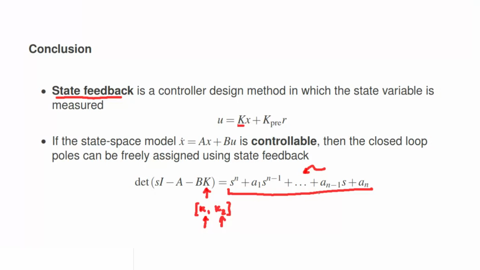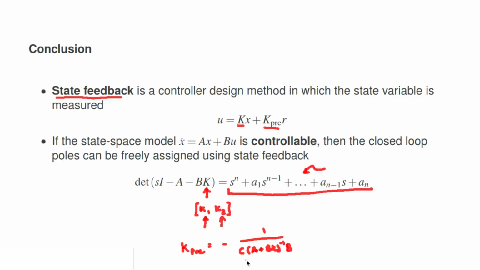In addition to the pole placement problem, we also worked out how to design a pre-filter K pre so that the output of a system will perfectly track a step input in steady state. To do this, we discovered that if we set K pre equal to minus 1 over C (A plus BK) inverse B, we'll achieve our desired step input tracking.